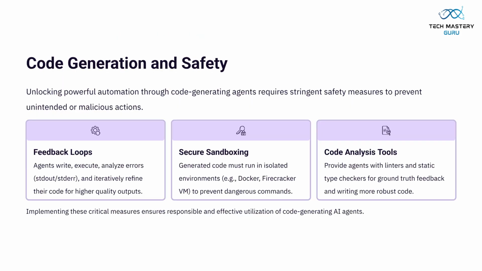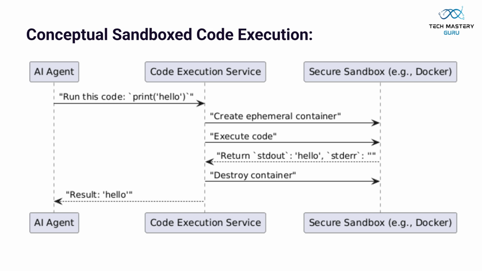For code generation, safety is paramount. Agents utilize feedback loops to iteratively refine code, and secure sandboxing, Docker Firecracker VM, is essential to prevent dangerous commands. Code analysis tools like linters also provide ground truth feedback for robust code development. This slide, titled Conceptual Sandboxed Code Execution, illustrates the process by which generated code is run within an isolated environment to ensure safety and prevent unauthorized access or malicious actions.